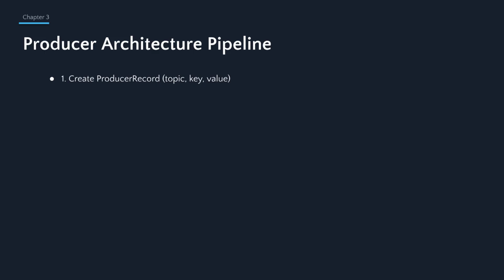Step 1. You create a producer record with a topic, key, and value. Step 2. The serializer converts your key and value into byte arrays. Kafka only deals in bytes. Step 3. The partitioner decides which partition this message goes to, using the key hash or round robin.